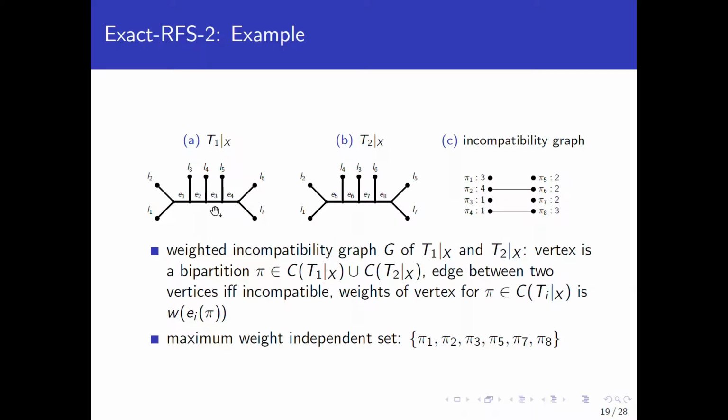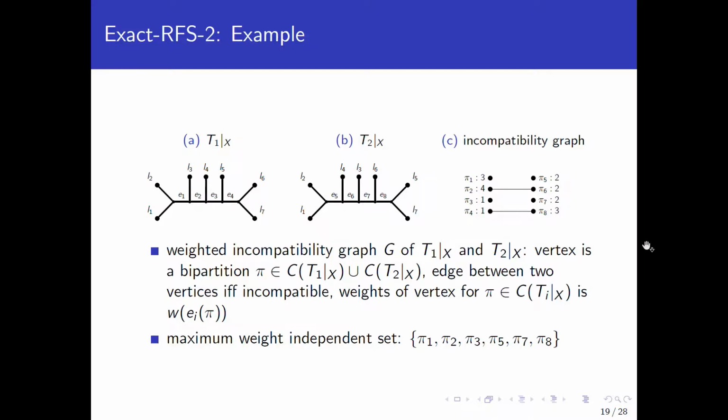Pi2 is induced by edge E1. It is the bipartition L1, L2, L3 versus the rest. Pi6 is induced by edge E6, and it is the bipartition L1, L2, L4 versus the rest. These two bipartitions are incompatible, thus there is an edge between the vertex Pi2 and Pi6.